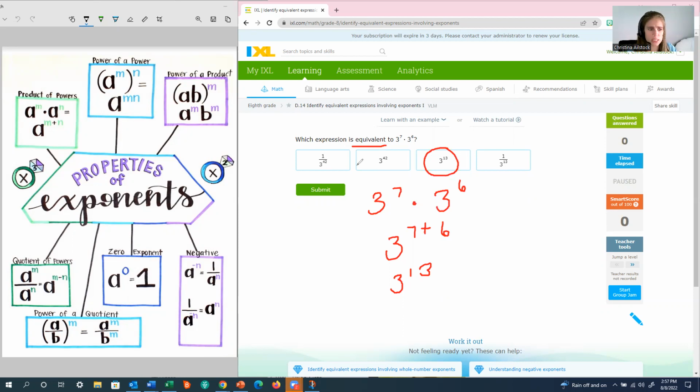You do always want to check and see if there's multiple answers, but in this case, it's not a multi-select. You don't have those little check marks. So we don't need to select more than one answer. There is just one that is true.